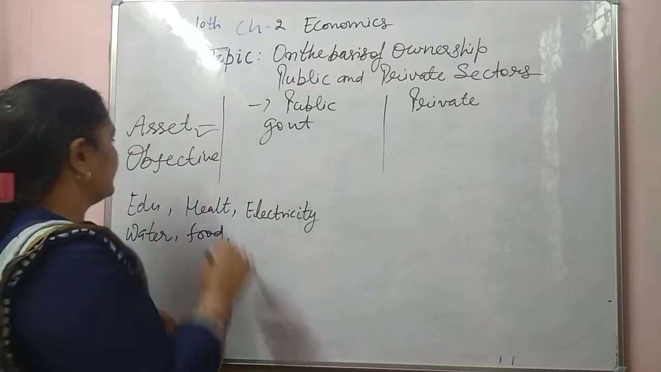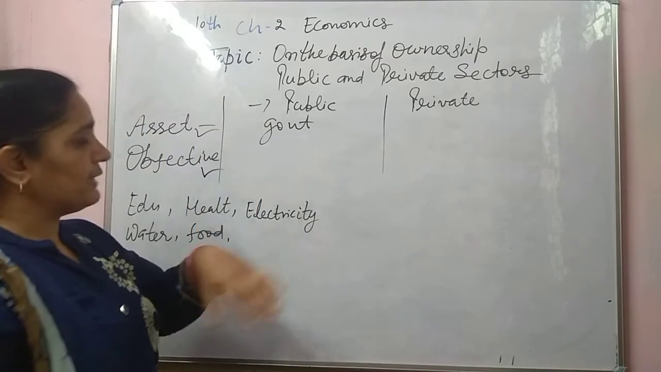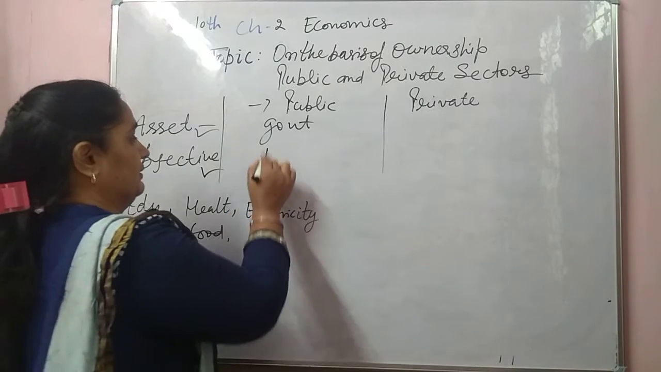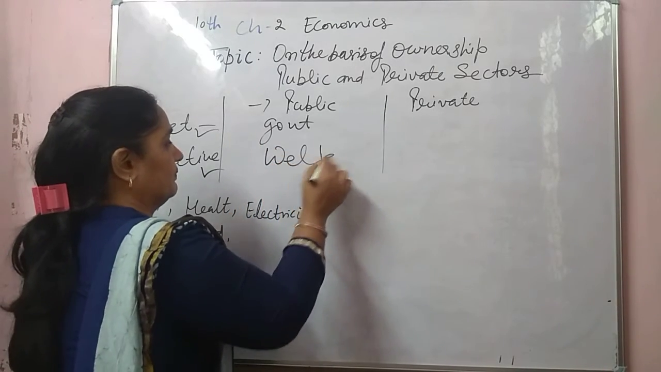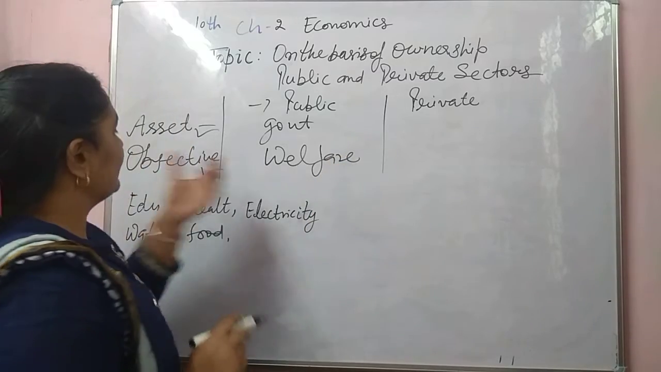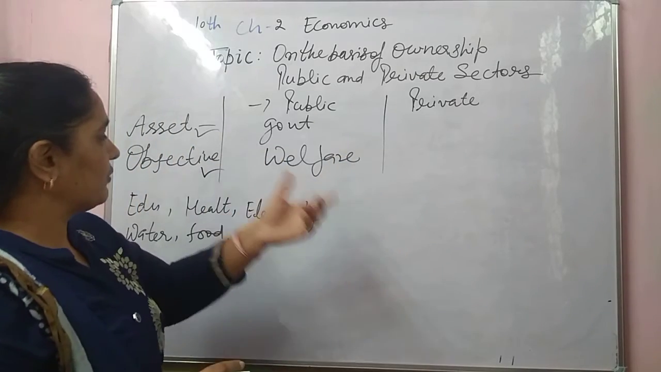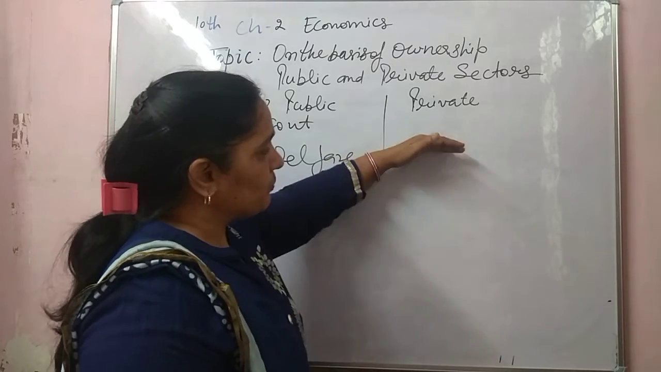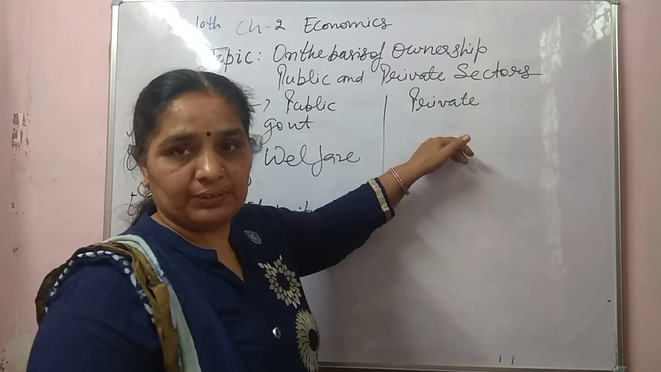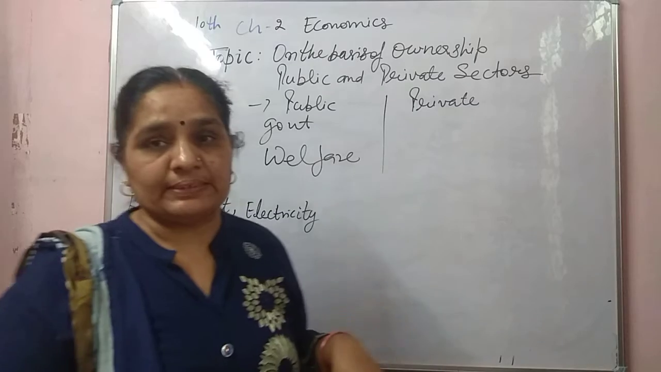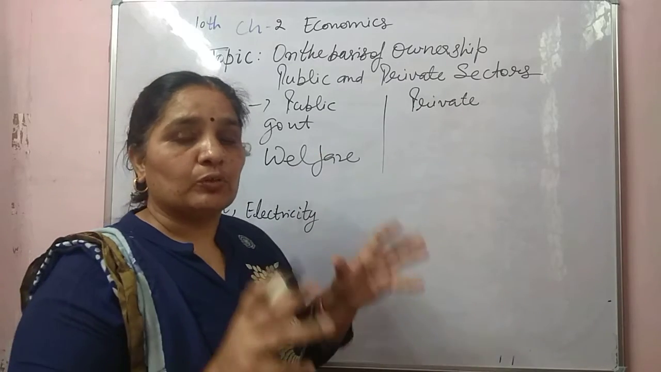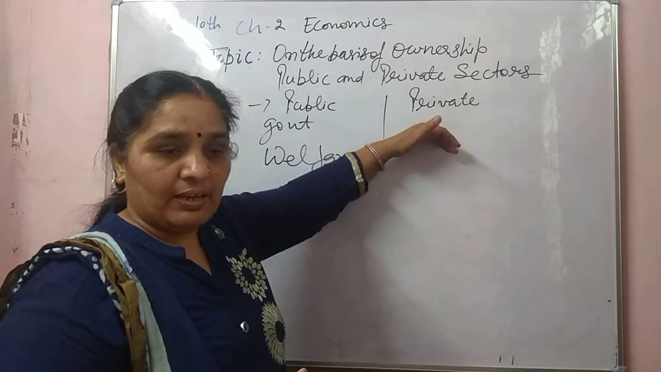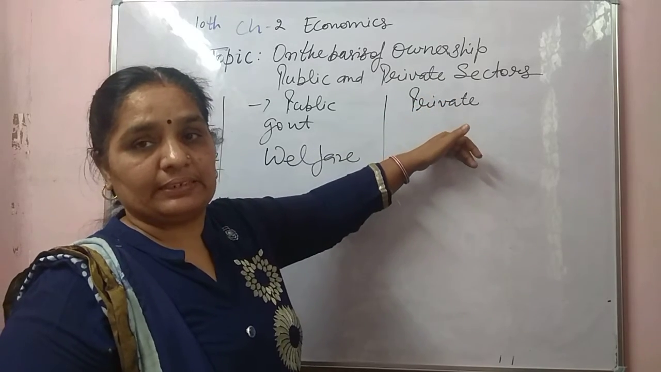Next difference is objective. What is the main objective of the public sector? To provide welfare. To whom? To people. So the main objective of the public sector is to provide welfare to people. What is the main purpose of the private sector? To earn profit. Most individual persons invest money to get profit. So they want more working hours, less wages. That's why they can get the profit.